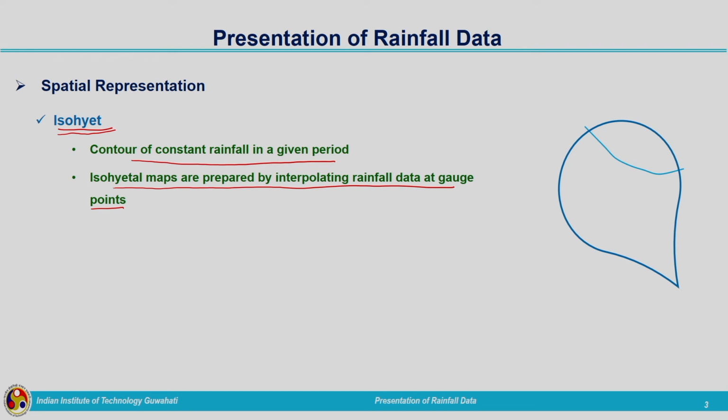That is what is termed as the isoheight. So, that way different isoheights will be representing different depths of rainfall. So, if this is 4 centimeter rainfall, it can be 5 centimeters rainfall, this can be 6 centimeters rainfall. These values depend on the rainfall which has occurred in that particular catchment.